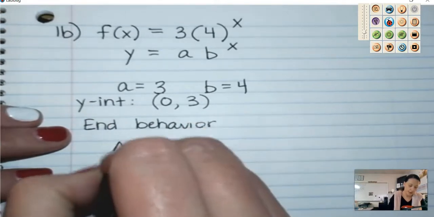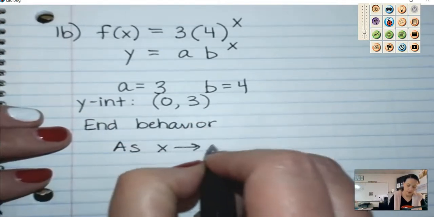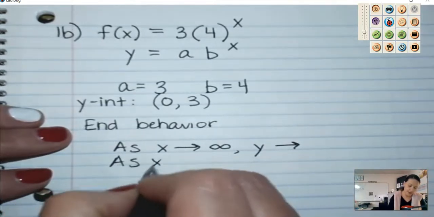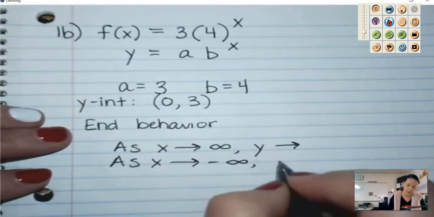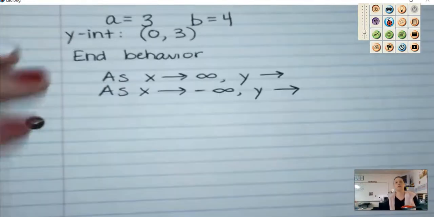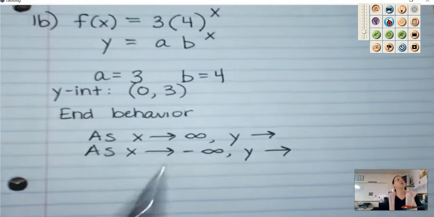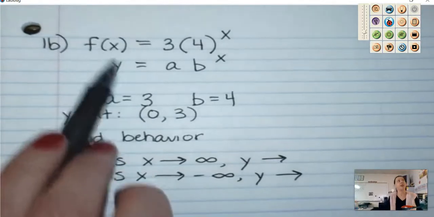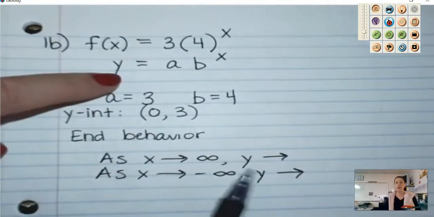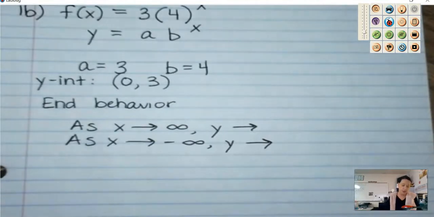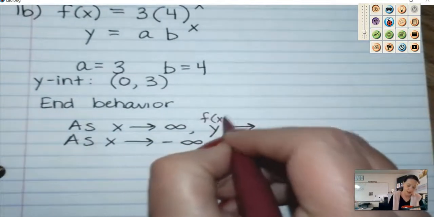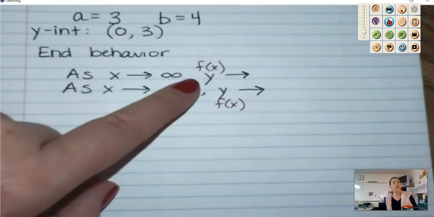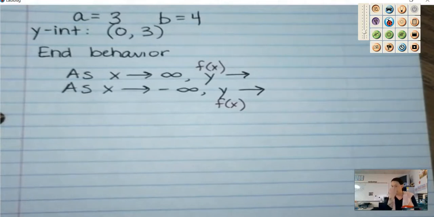So it's always going to be as x approaches infinity, y approaches something, and then as x approaches negative infinity, y approaches something. Also, sometimes, sorry, we know y and f of x are the same exact thing. So sometimes it won't say y, sometimes, just so you know, it'll say f of x here. So it might say y, it might say f of x. They mean the same thing.